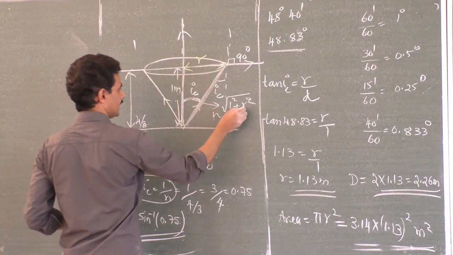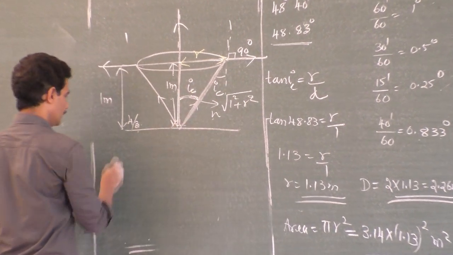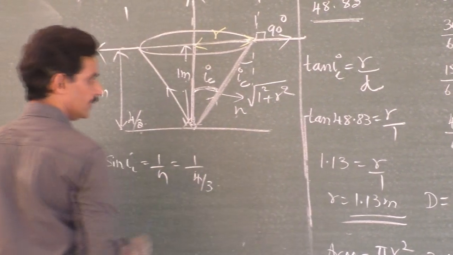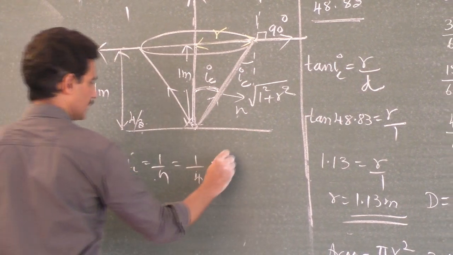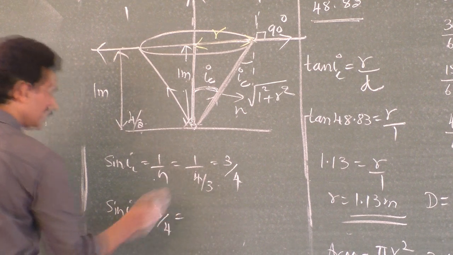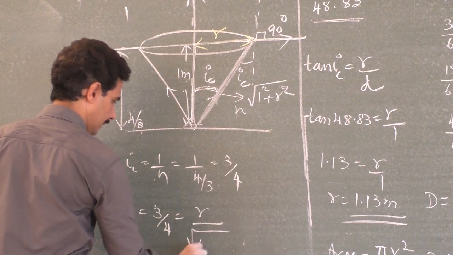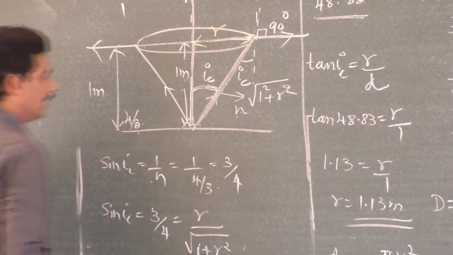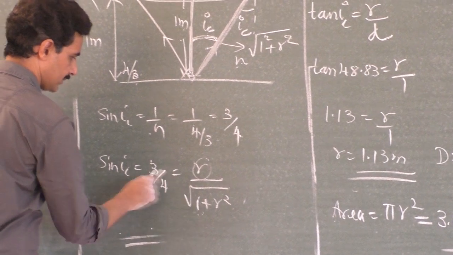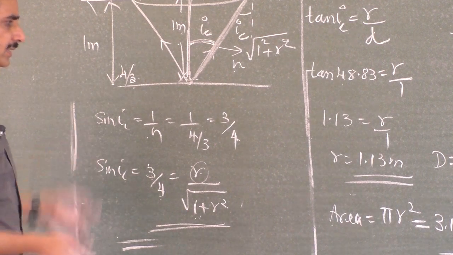Root of 1 square plus r square is the hypotenuse. Now, you know what is sin IC? 1 by n, 1 by 4 by 3, right? 4 by 3 is the refractive index, so that is equal to 3 by 4. And sin IC is equal to 3 by 4, which is also equal to opposite side divided by hypotenuse. So you need not use this log table at all. You will directly get r from here. So just cross multiply and square it, you will get the answer. This is also possible. Whichever is easier, you do that.